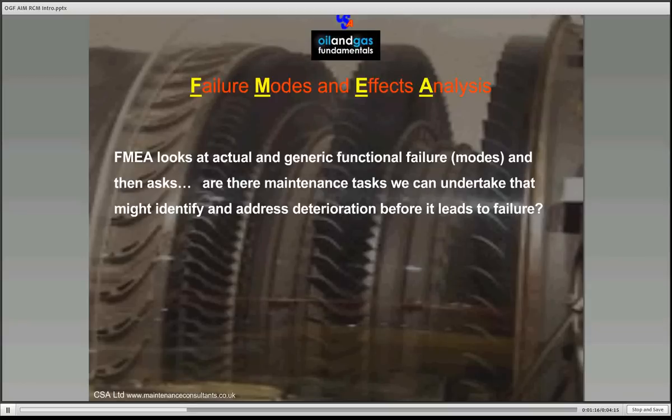FMEA looks at actual and generic functional failures, modes, and then asks, are there maintenance tasks we can undertake that might identify and address deterioration before it leads to failure?